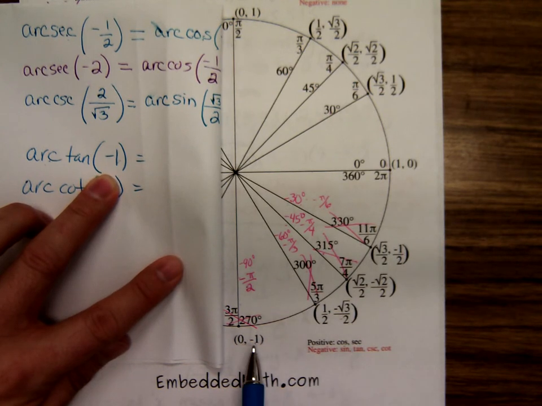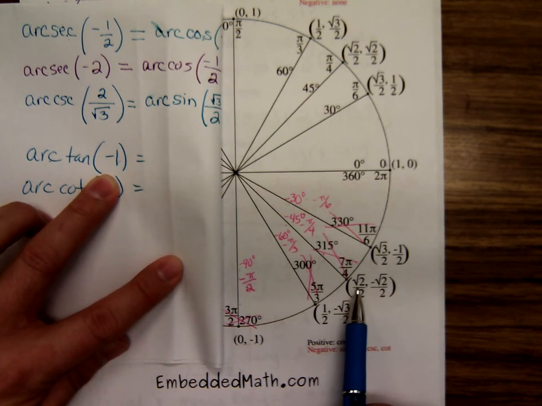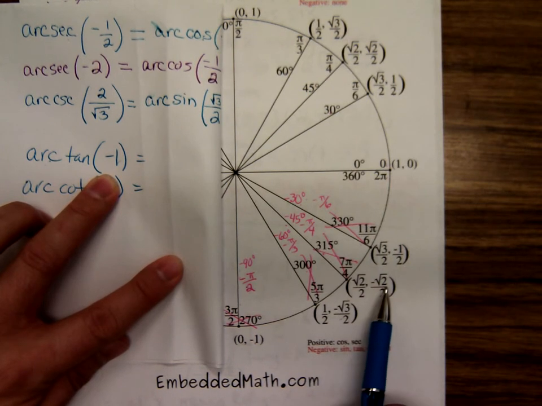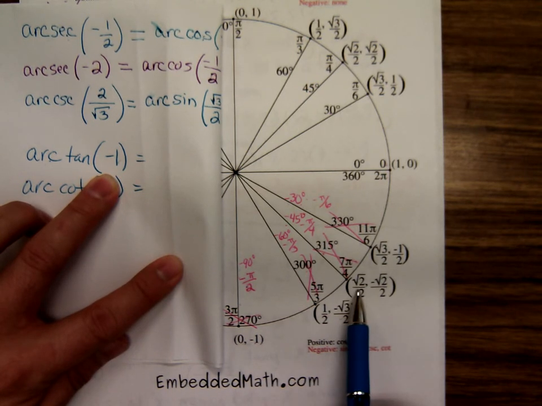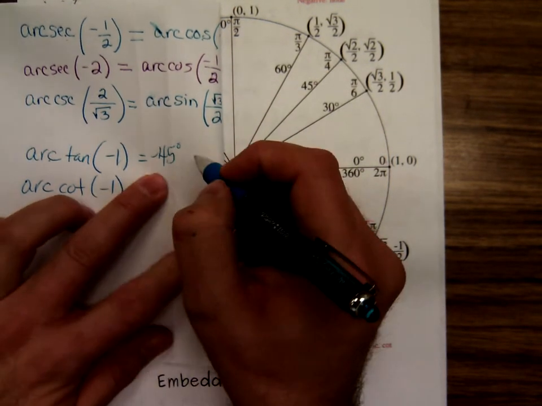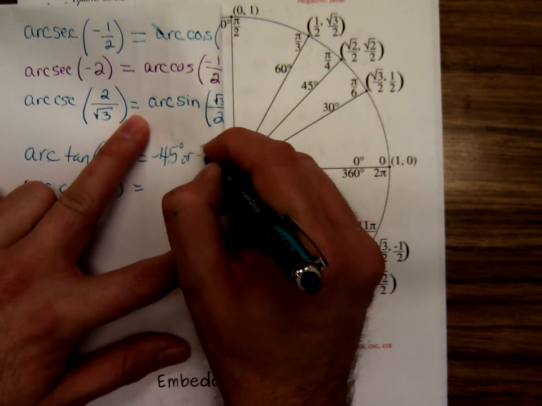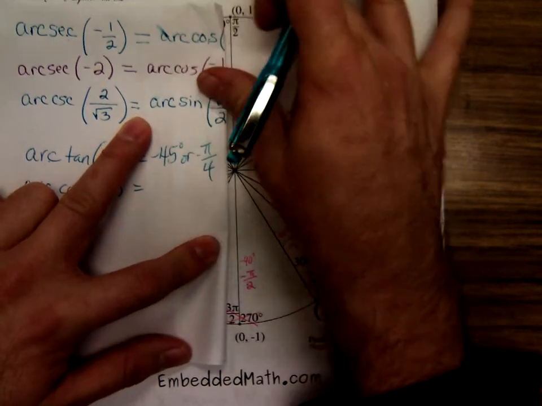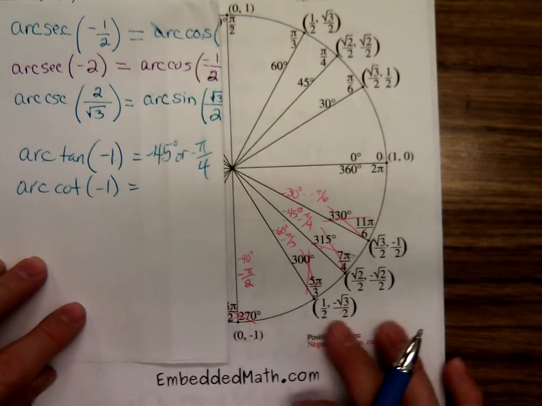If you go like -1 over 0, not -90 degrees, that'd be undefined. If you're going sine over cosine, at -45 degrees, would all of that cancel? Negative square root of 2 over 2 over positive square root of 2 over 2, I think that would cancel down to just a -1. So your answer would be either -45 degrees or -pi over 4, depending on whether you're told to do it in radians or degrees.